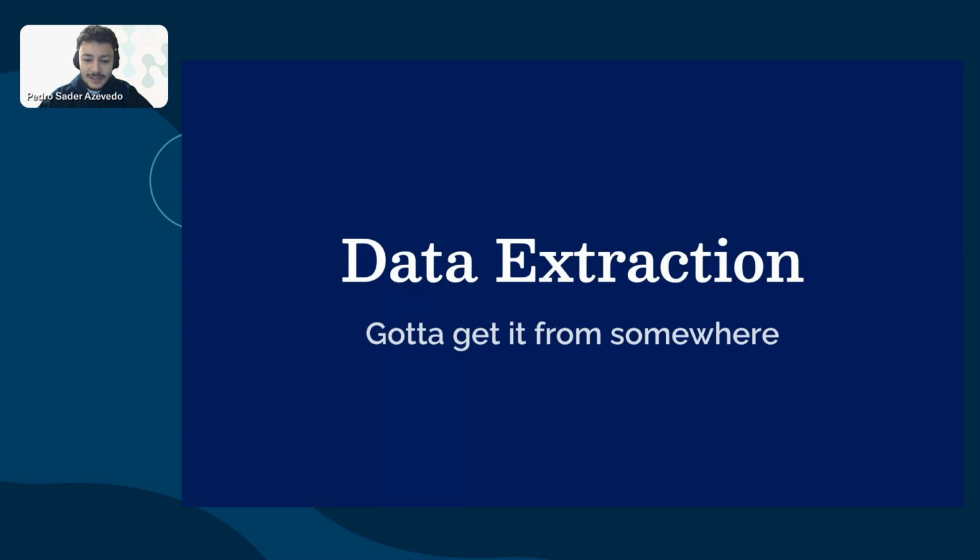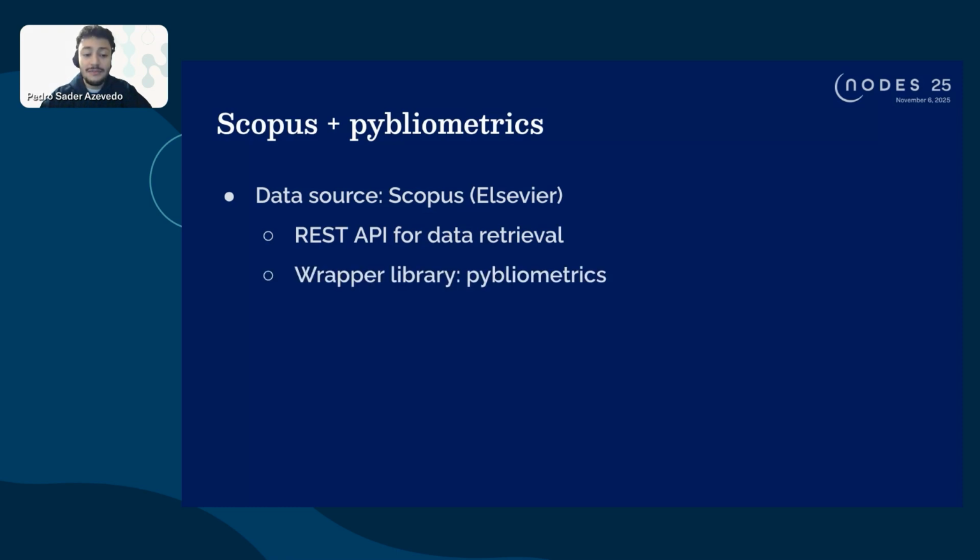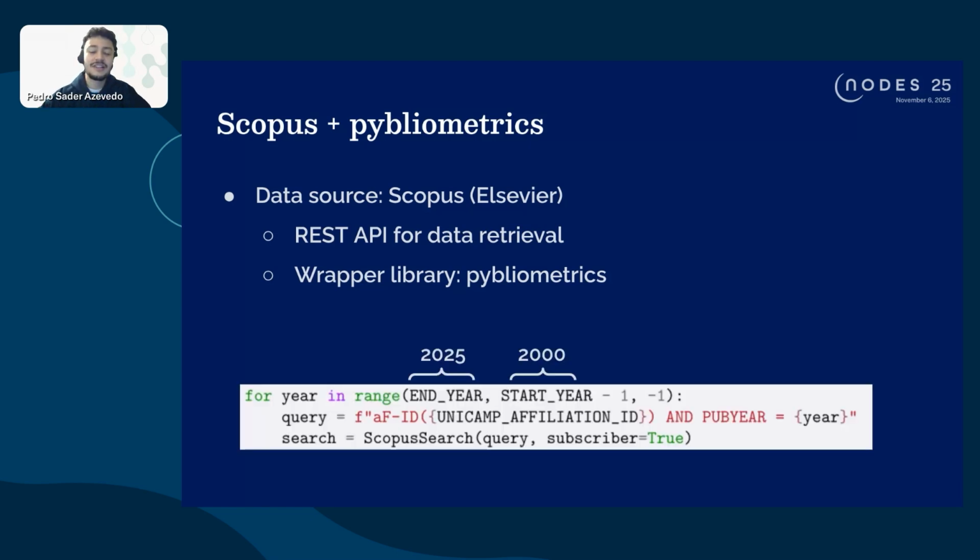So with motivation solved, it was time to actually get the data to get this analysis going. I chose to extract data from a database called Scopus. It's from Elsevier. You might have heard of them. They're a very big publisher. They offer a REST API for data retrieval, but there's also a very convenient library that wraps this REST API for Python, called Bibliometrics. It really helped me out a lot. So thank you, Bibliometrics. This is the little snippet of code that I used to extract data for this project. I took data from publications from 2000 to 2025, and they had to have at least one author affiliated with UNICAMP to be included in this data set. Remember this, this will come back later, subtle foreshadowing.